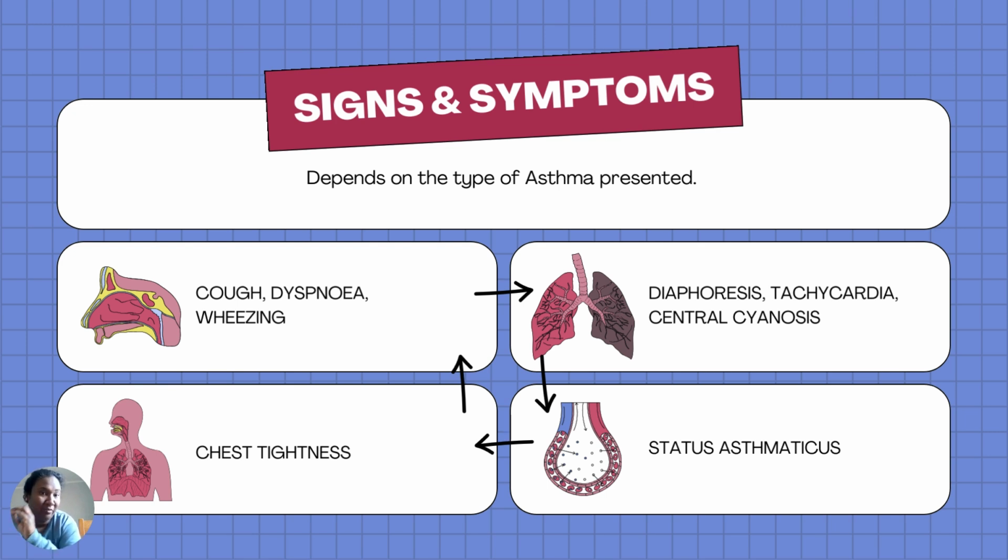So cough, dyspnea, wheezing is a classic triad which is observed in almost all the asthmatic conditions presented. The most common symptoms of asthma are cough, that could be with or without mucus production. You could have dyspnea or breathing difficulty, and wheezing. When we talk about wheezing, it could be first on expiration and then possibly during inspiration as well.